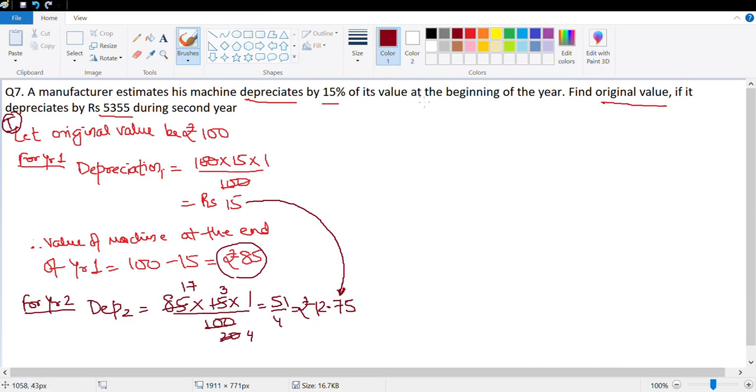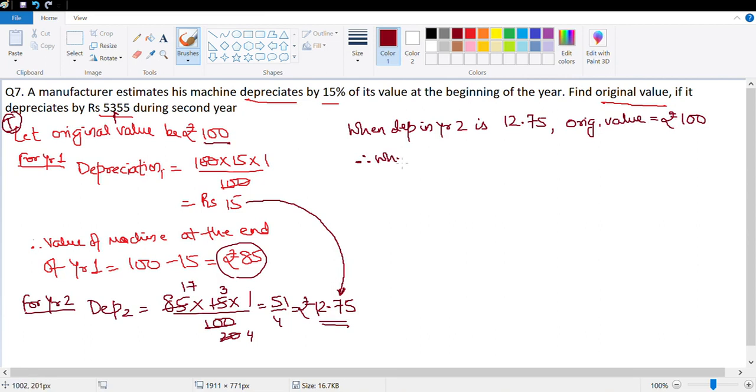So now we'll find out the original value again using the unitary method. In year 2, it is depreciating by 12 rupees 75 paisa when the original value was 100. So in this case, it's depreciating by 5355. What would have been the original value? So when depreciation in year 2 is 12 rupees 75 paisa, original value is equal to rupees 100.